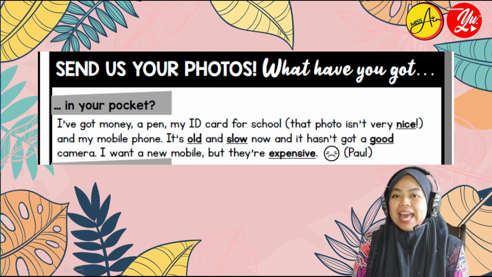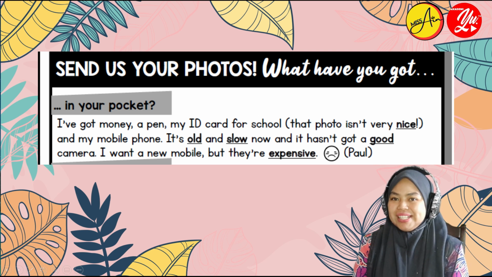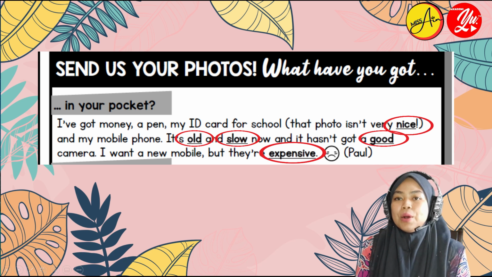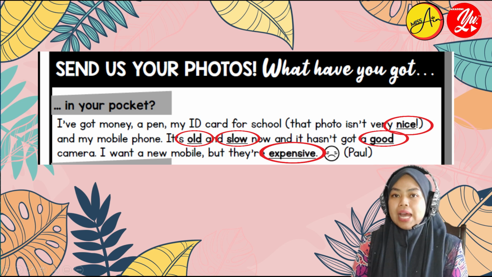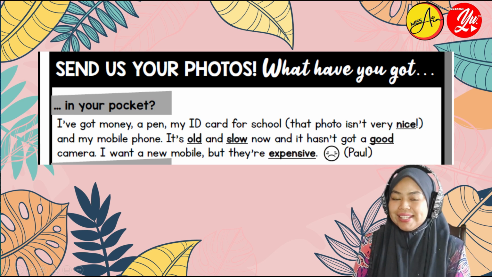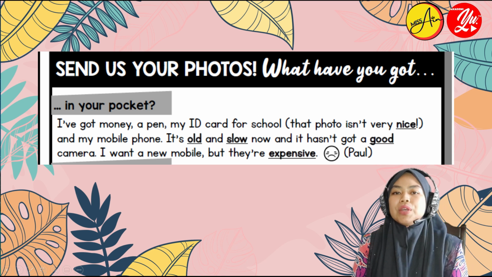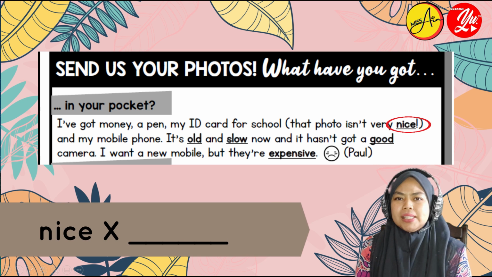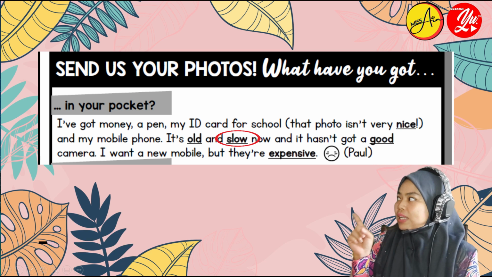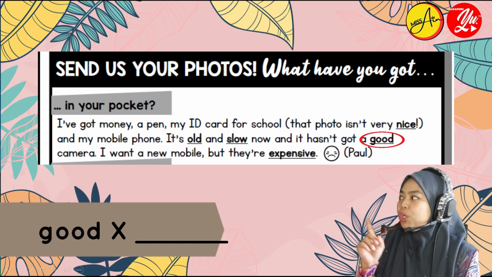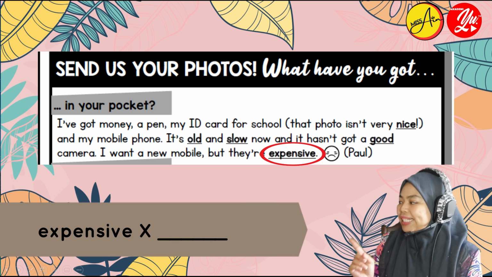As you can see, there are 5 bold words. Those words are the adjectives. What you're going to do now is to give the opposites of those words, okay? You have to do this on your own. You can always refer to the earlier part of this video. What is the opposite of the word nice? Old, slow, good, and expensive. Try to do it.